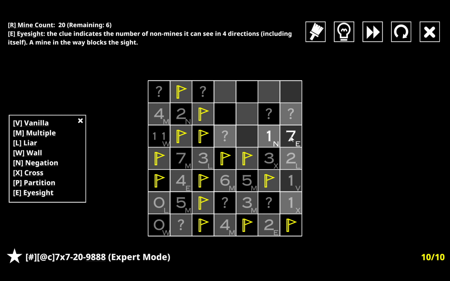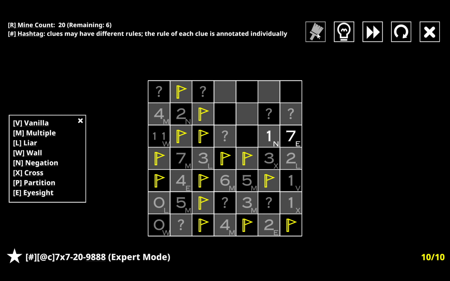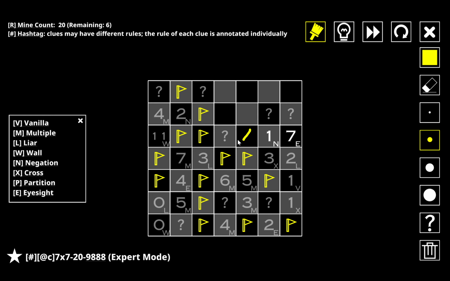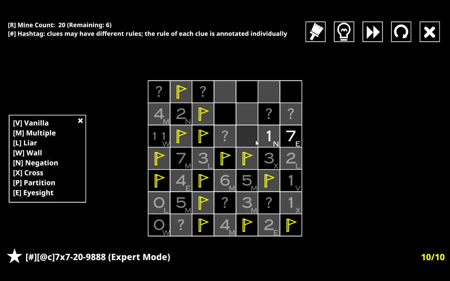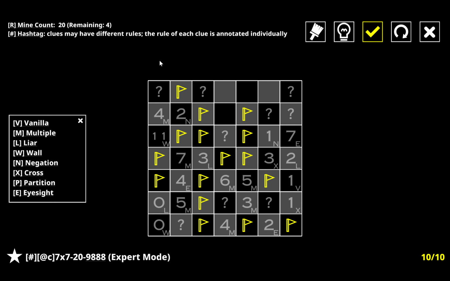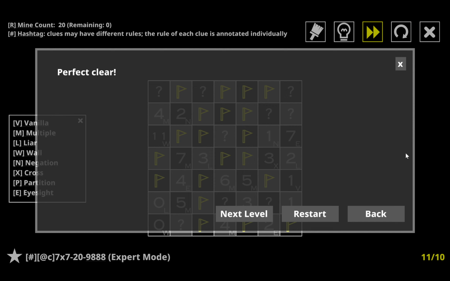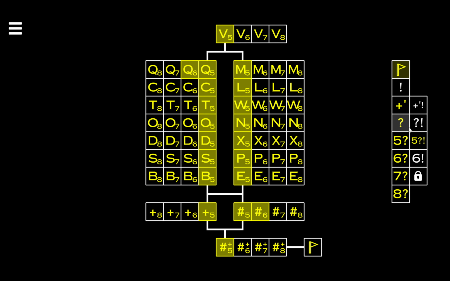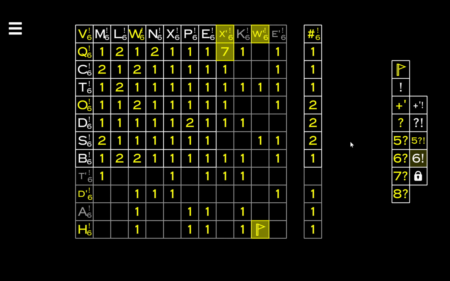And now I can consider this 7 eyesight clue. If it goes over here, then it's actually now going to be an 8 or higher. So we know that this one cannot be a mine. That means the 1 negation clue needs its last one up there. The 7 eyesight clue also needs to go up there to finish. And there we go. We only have 4 mines left, 4 open spaces. Boom, there we are. Alright, we'll now go ahead and do a harder hashtag puzzle.